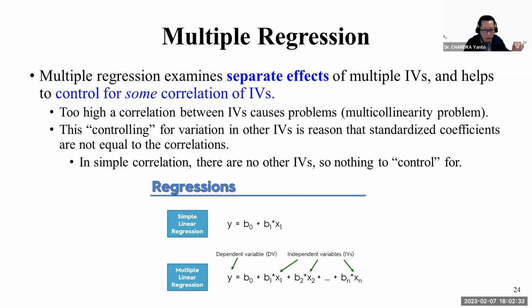So x1 has its own slope called b1. x2, let's say this variable is called gender. Gender has another slope called b2. So this is just a symbolic representation of this equation.